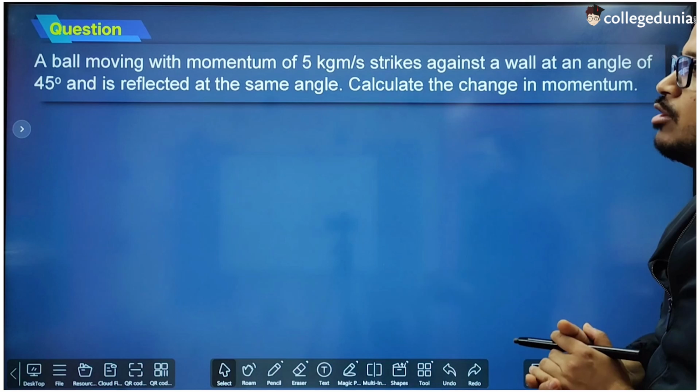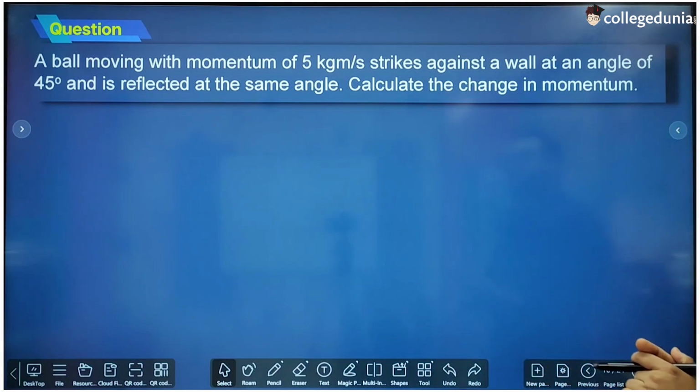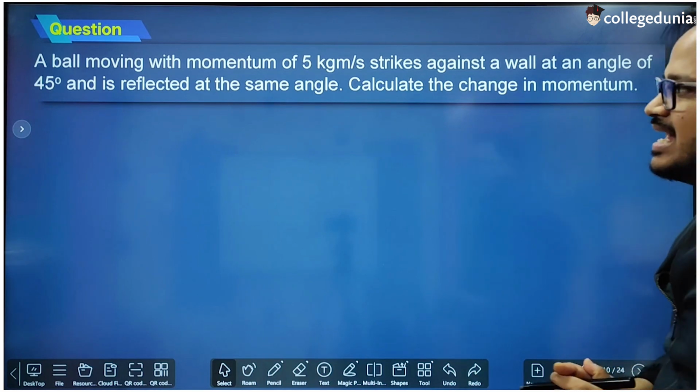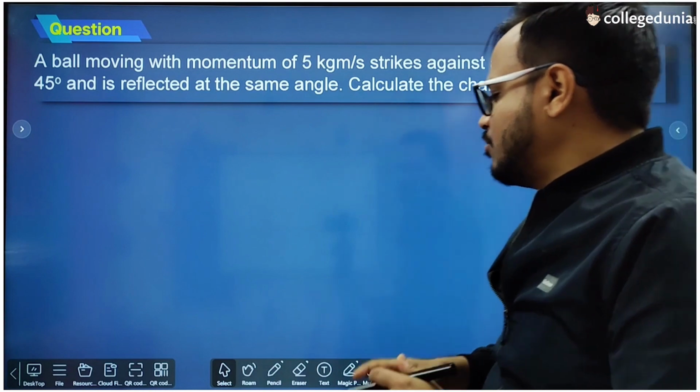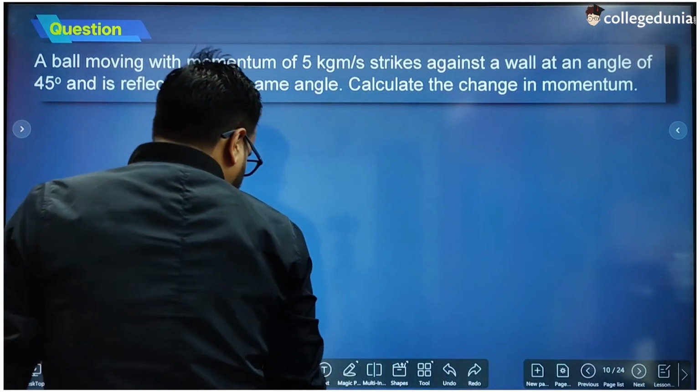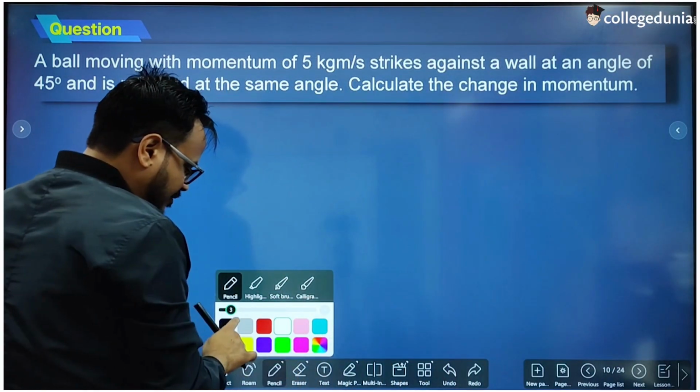Next, a ball moving with momentum of 5 kg meter per second strikes against a wall at an angle of 45 degree and is reflected at the same angle. Calculate the change in momentum. Okay, this is one of the most important numericals from this chapter.